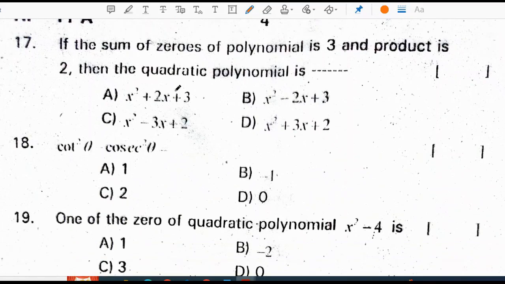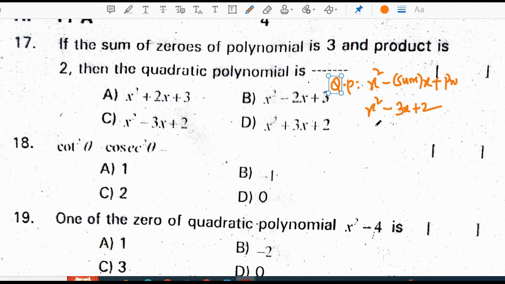If the sum of zeros of a polynomial is 3 and product is 2, then the quadratic polynomial is. We know the quadratic polynomial formula x square minus sum of zeros into x plus product of zeros. So x square minus sum is given as 3, product is given as 2. X square minus 3x plus 2 is the correct option, which is C.